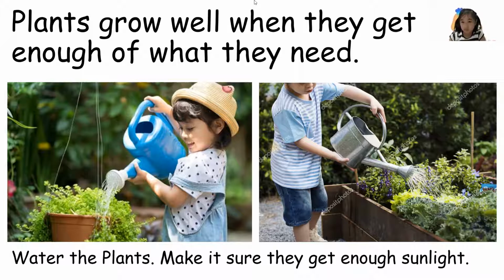Plants grow well when they get enough of what they need. Of course, water the plants, and make sure that they get enough sunlight as well. So you have to give them water regularly. What do you mean by regularly? That does not mean every minute or every hour, but regularly. That means you give water to the plants once in the morning and once in the afternoon, something like that. So giving water to the plants regularly can help the plants grow well.